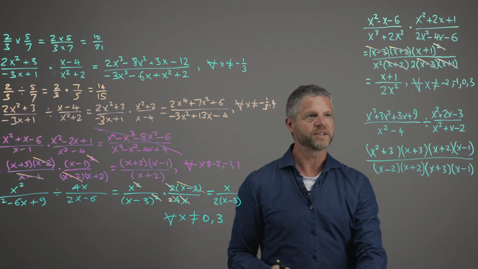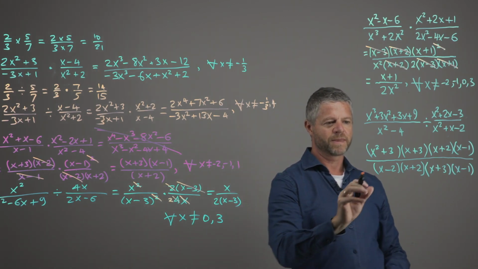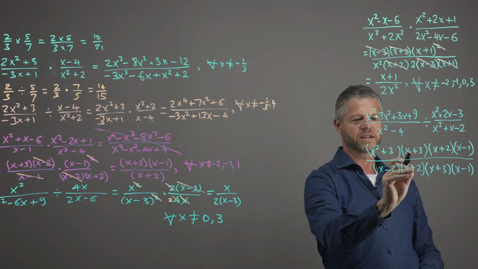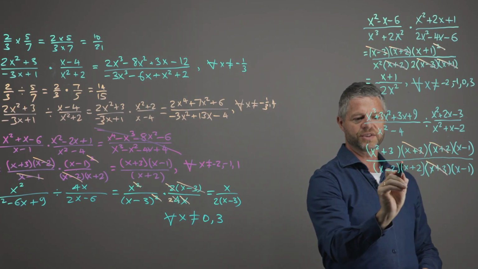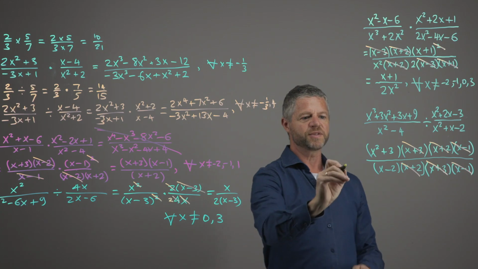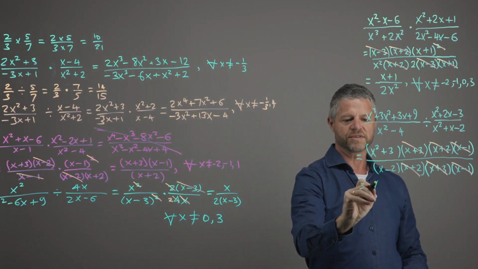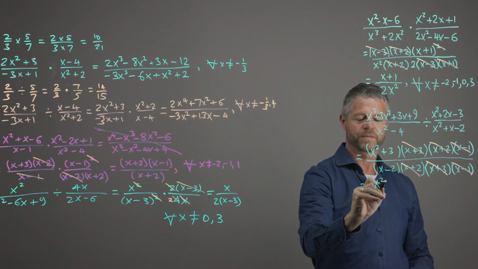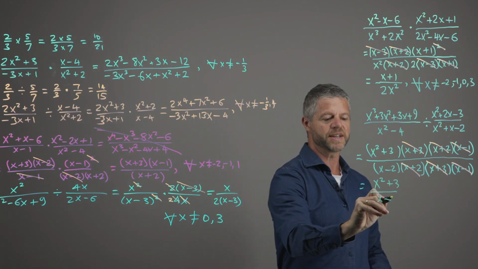Okay, so now I'm going to do my cancelling. Let's see. I got x plus 3. I got x plus 2. I got x minus 1. So this simplifies quite a lot. x squared plus 3 in the numerator and x minus 2 in the denominator.